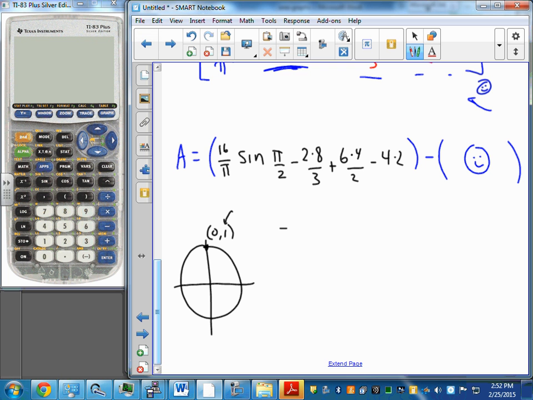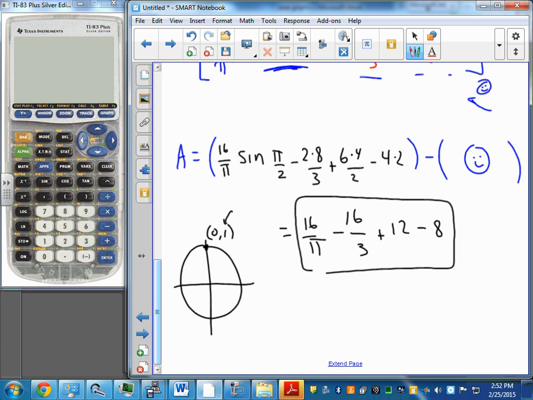Okay, so the answer: we have 16 over pi times 1 minus 16 over 3 plus 12 minus 8. And there you go. You could leave it there. I suppose you could even leave it like this, but you do have to know the sine of pi over 2 is 1. They're not going to let you get away with that. Okay, so there's our answer. That was an area problem with no calculator.